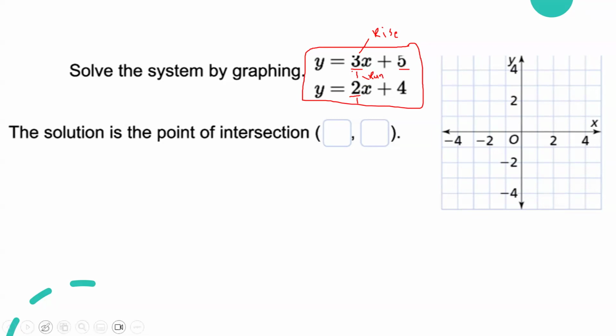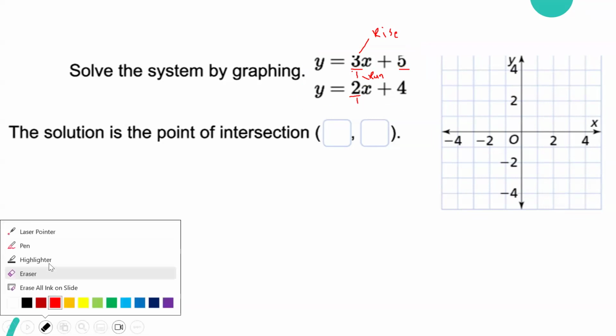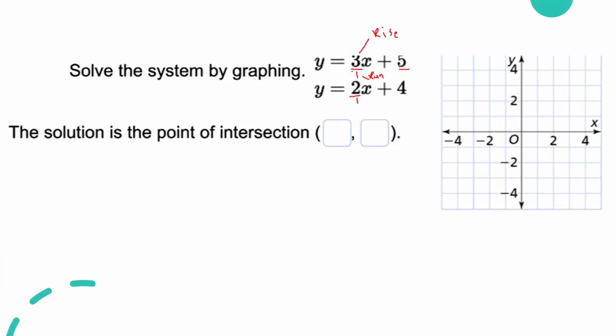So let us graph the first equation here. Our y-intercept for the first equation is positive 5. So positive 5 is right here. And remember, pay attention to your scale. If you notice here, this scale, we are counting by 2. That means halfway between 2 and 0 is 1. And then here is going to be 3. And if here is 3, here is 4, here is going to be 5.